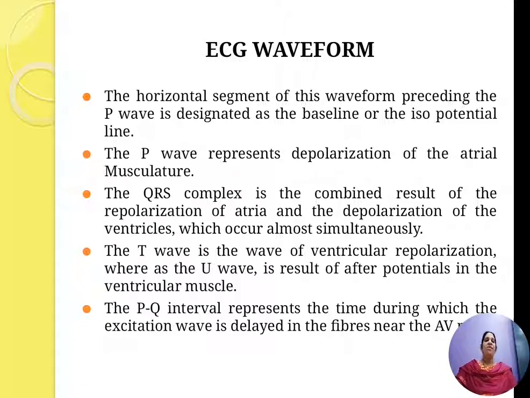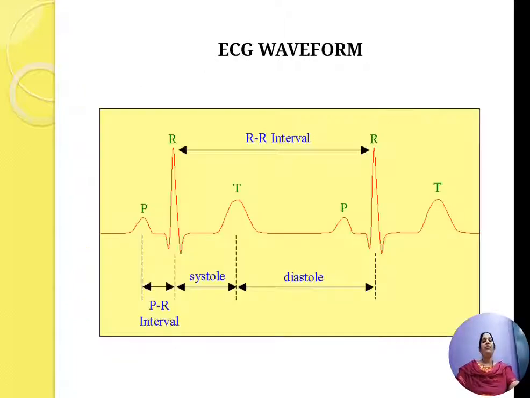The T wave is a wave of ventricular repolarization, whereas the U wave is a result of after potentials in the ventricular muscles. The PQ interval represents the time during which the excitation is delayed in the fibers near the AV node.